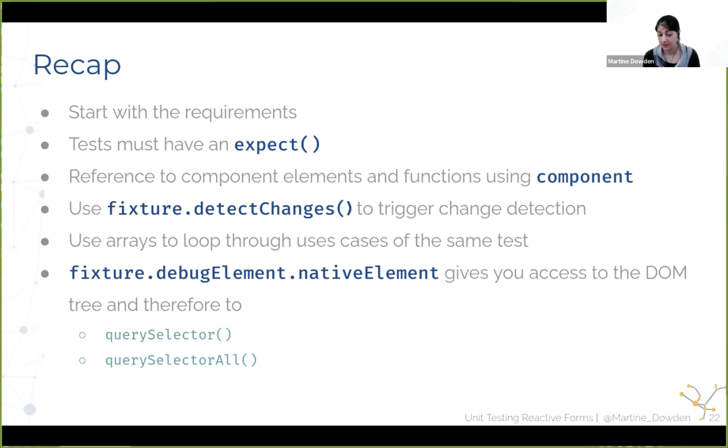You can use arrays to loop through scenarios and test cases, which is really handy in not having to rewrite the same code over and over again. And then fixture.debugElement gives you access to the DOM. So then you can use your standard DOM manipulations like querySelector and querySelectorAll to find elements, to determine if they're there, to manipulate them, to do whatever. That's a great way also to do a simulated click. You can go find your button and click it, for example. So those are really helpful when you're manipulating outside of simply patching values and checking validity.